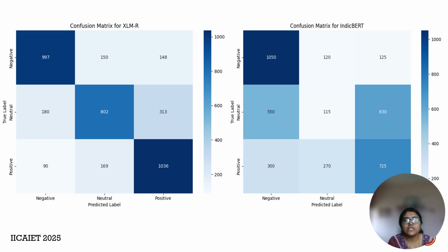Here I have included the confusion matrix of XLMR and IndicBERT because XLMR gives the better results and IndicBERT gives the lesser results. As we can see, the neutral class is giving very poor results compared to the others. In XLMR it is doing well, but in IndicBERT you can see the neutral class is not performing better. For that reason only the accuracy is dropped.